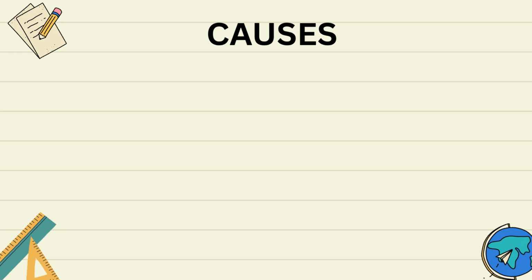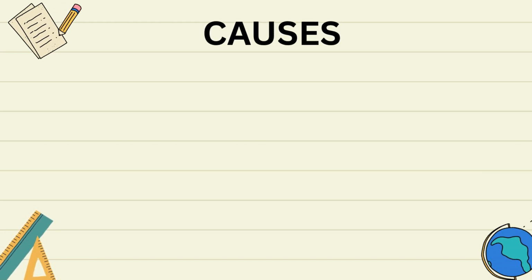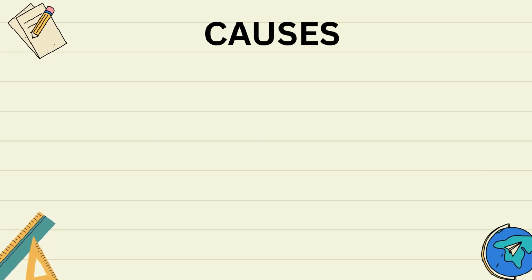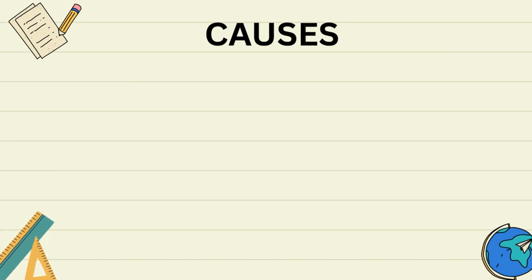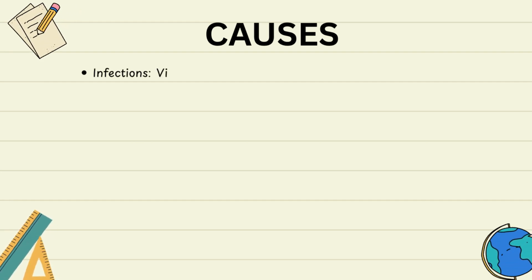Now that we understand what stomatitis is, let's take a closer look at what causes it. Stomatitis is not a disease on its own, it is a manifestation, a symptom that something is wrong either locally in the mouth or systemically in the body. There are multiple causes, and these can be grouped into several categories.